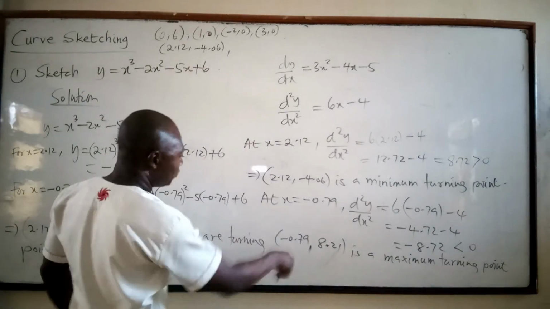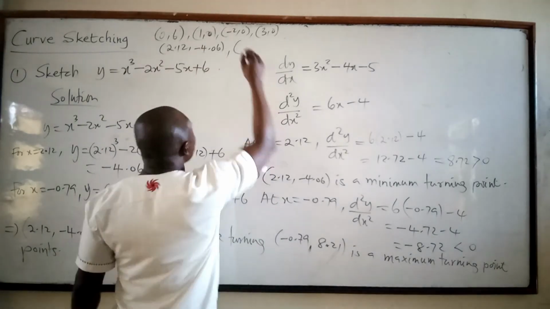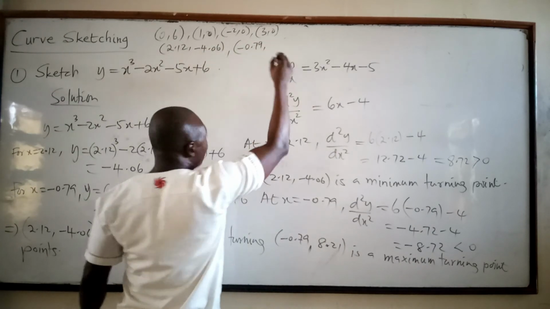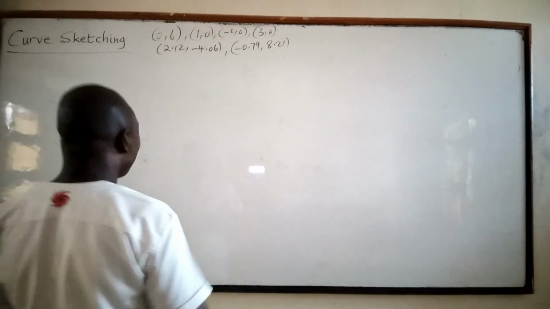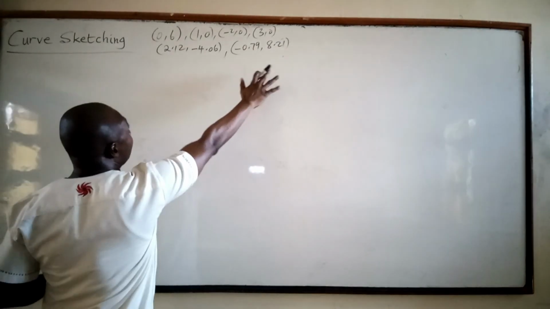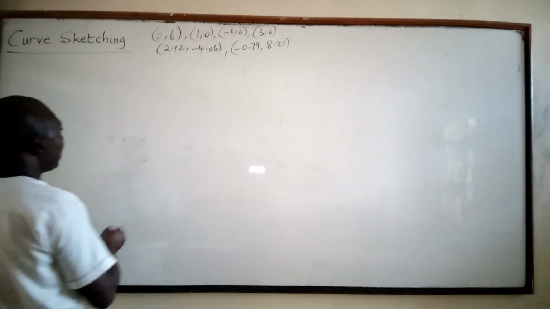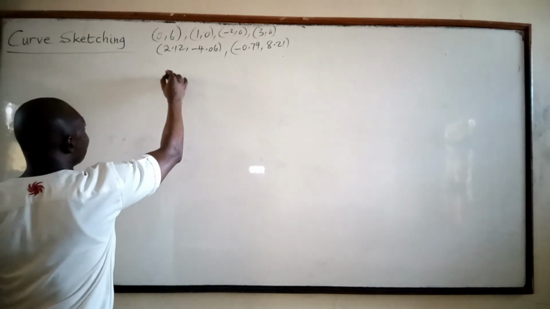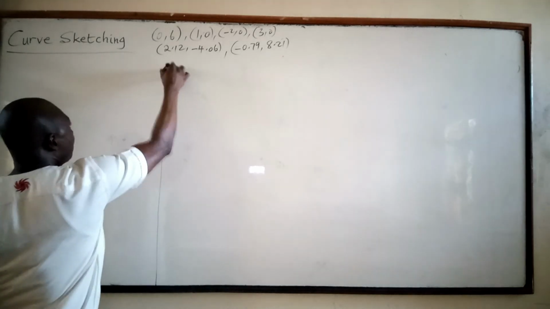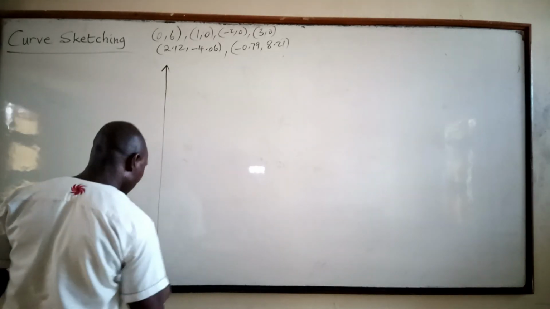So that when you finish, you just sketch the curve. Negative 0.79, 8.21. So viewers, let's sketch the curve. So these are the points. So let's sketch the curve. So the curve can be something like this. It's a sketch.